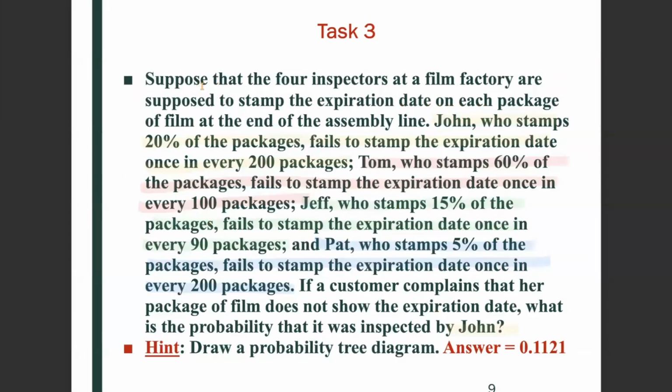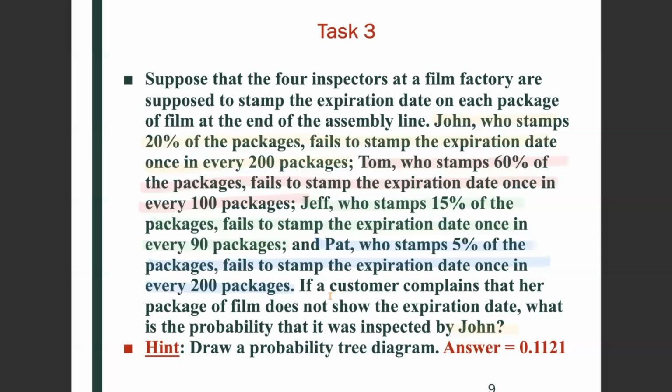Okay, task 3. Suppose that 4 inspectors at a film factory are supposed to stamp the expiration date on each package of film at the end of the assembly line. John, who stamps 20% of the packages, fails to stamp the expiration date once in every 200 packages. Tom, who stamps 60% of the packages, fails to stamp the expiration date once in every 100 packages. Jeff, who stamps 15% of the packages, fails to stamp the expiration date once in every 90 packages. And Pat, who stamps 5% of the packages, fails to stamp the expiration date once in every 200 packages.